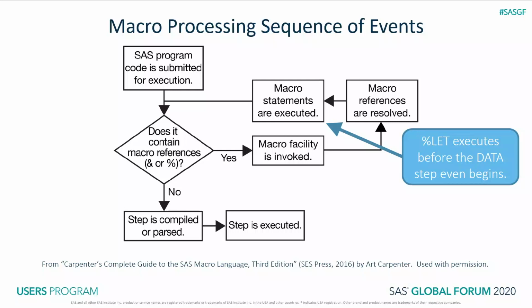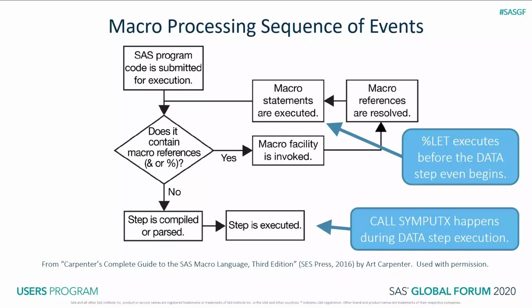The CALL SYMPUTX statement executes down here during data step execution, after the macro processor has already finished its work, and then the data step has been compiled and started executing. That's why CALL SYMPUTX lets us get at that value from the sashelp.cars dataset in this example, whereas the %LET does not have access to that because it happens too early. So it's key to understand what happens when.